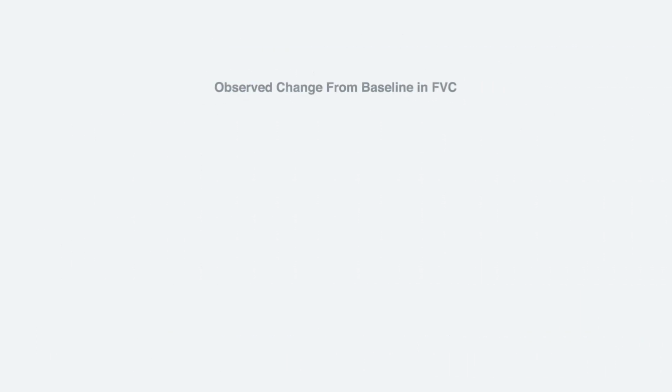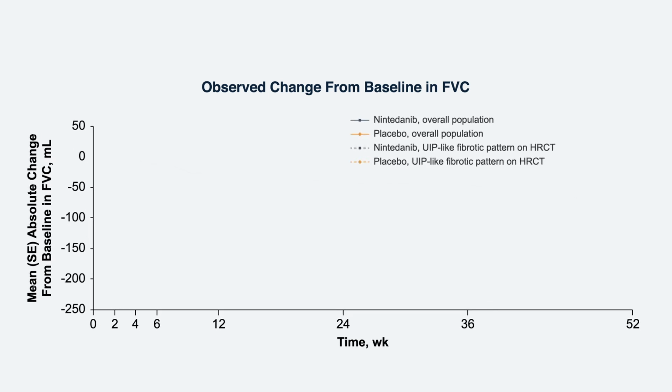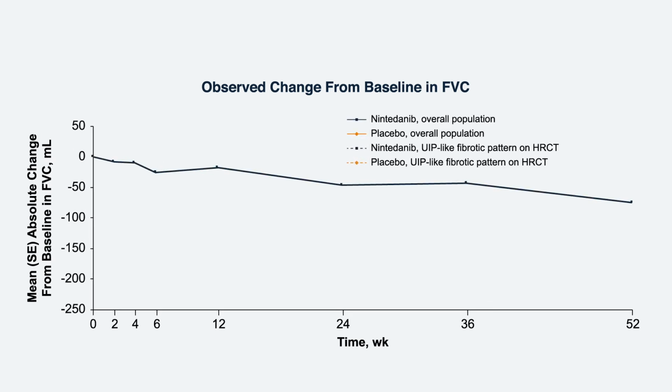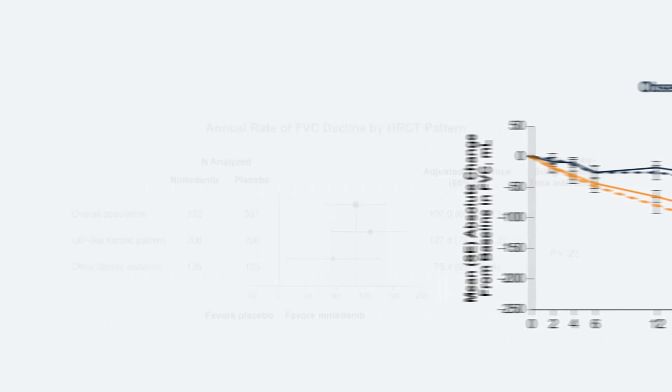When you look at this in the long form and you're looking at this data over the course of 52 weeks, you can see that the placebo group had a greater rate of FVC decline. And you can see that very nicely here. Even more so, if they had a UIP-like finding, their FVC declined even further. And that's something that's important. But look, if you're on nintedanib and you had a UIP-like finding, the drug was great, whether you had a UIP-like finding or not, or in the overall population. I think that's a great point to be made here.